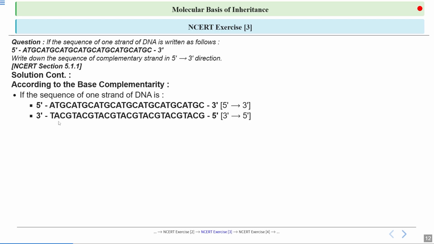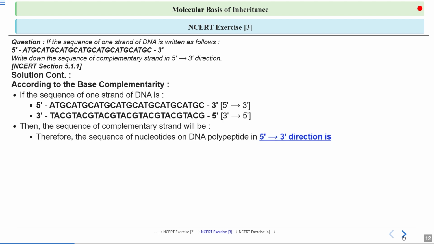But now this is in which direction? This is in the direction of 3' to 5'. But they have asked us in which direction? They have asked for the sequence of the complementary strand in 5' to 3' direction, and therefore the sequence of nucleotides on the complementary strand in 5' to 3' direction is this. It is like they just reversed it. You can see, if you read it in reverse, 5' to 3', it will be like GCAT, GCA, like this. Okay.